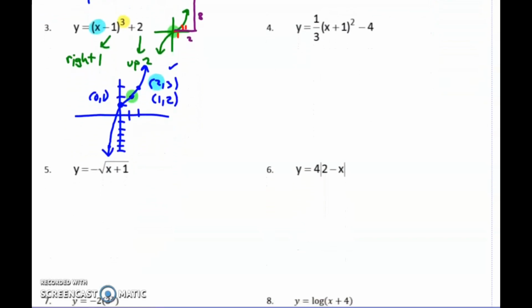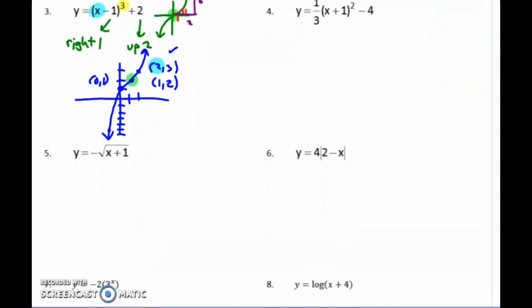I don't want this video to run on too long, so let's do some different ones. Let's go to 5. I've got a square root graph here. I'm expecting something like this. Now, what I have going on is a negative in front, which is a reflection in the horizontal, or you might say your x. And I got a plus 1 that's inside the function. It's underneath the square root, so that's going to be left 1.